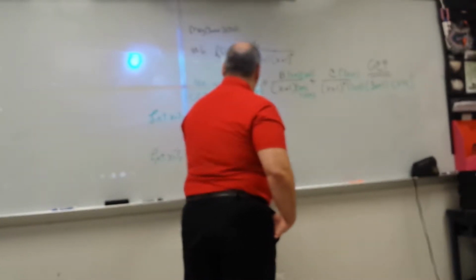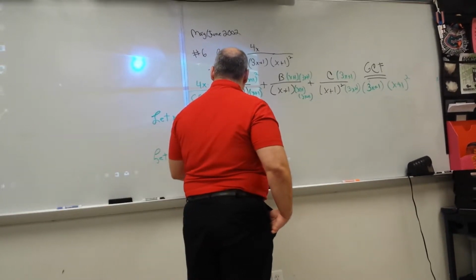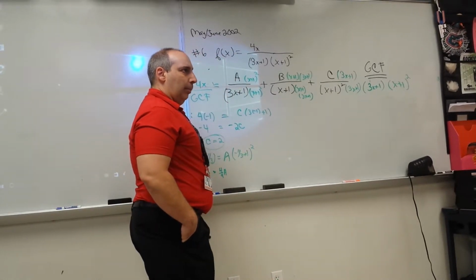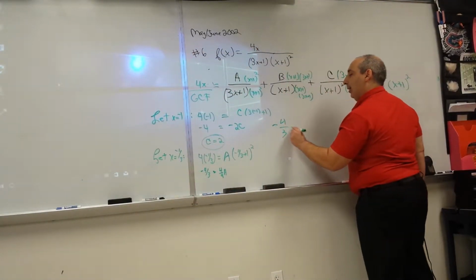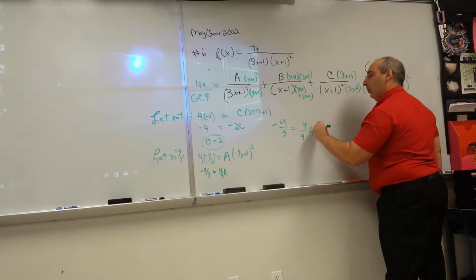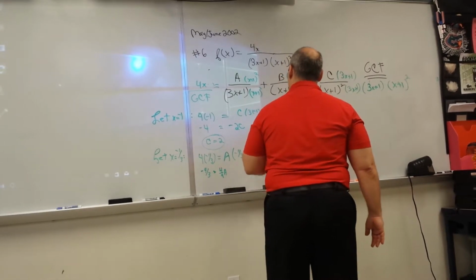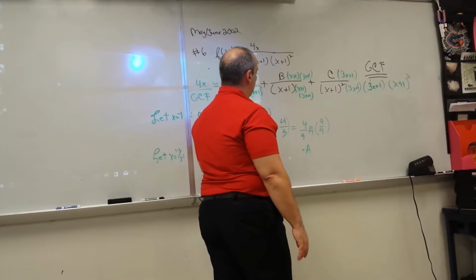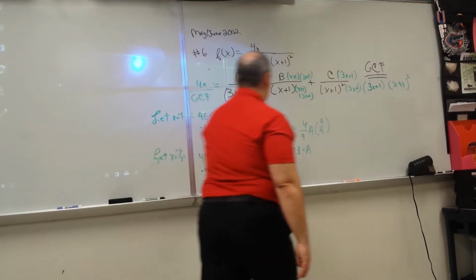So it's -4/3. That's just algebra, right? And this is 2/3 here, squared. What's 2/3 squared? 4 ninths. Now don't you divide on me. You multiply by the reciprocal. So you've got -4/3 equals 4/9 A, multiplied by the reciprocal, 9/4 and 9/4. A equals -3. Okay, so we've got C, we've got A.